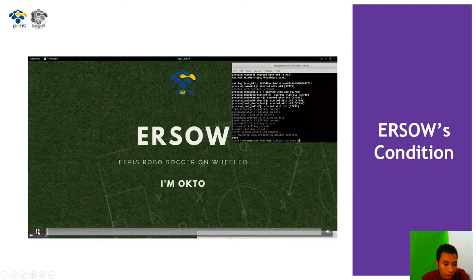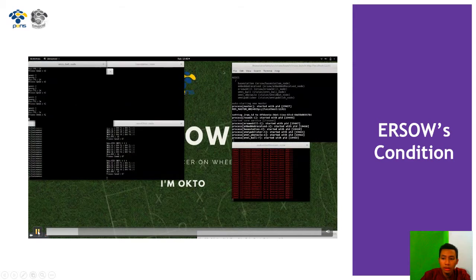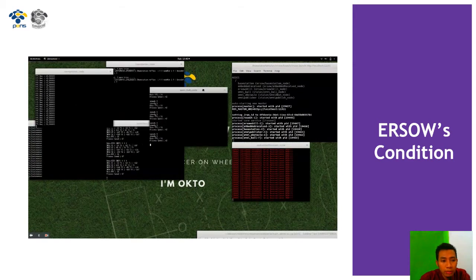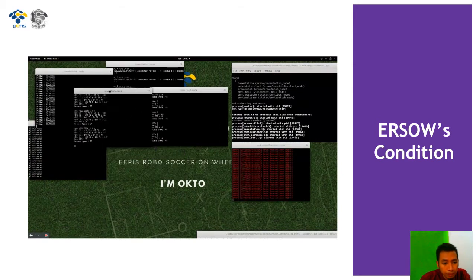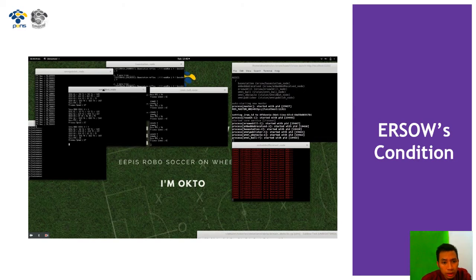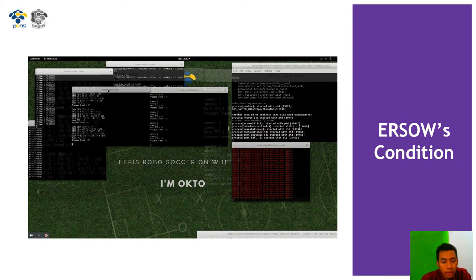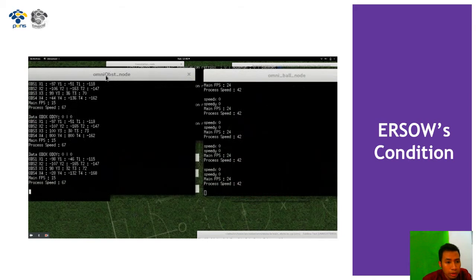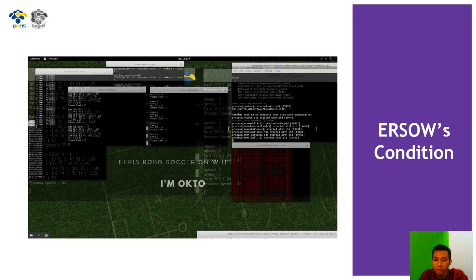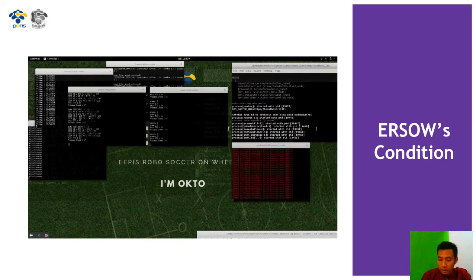Before I go to the result, this is the ERSOW's condition before I did the research. This is the program running, and the process speed of Omni is 67 for obstacle and 42 for ball. This is in milliseconds.